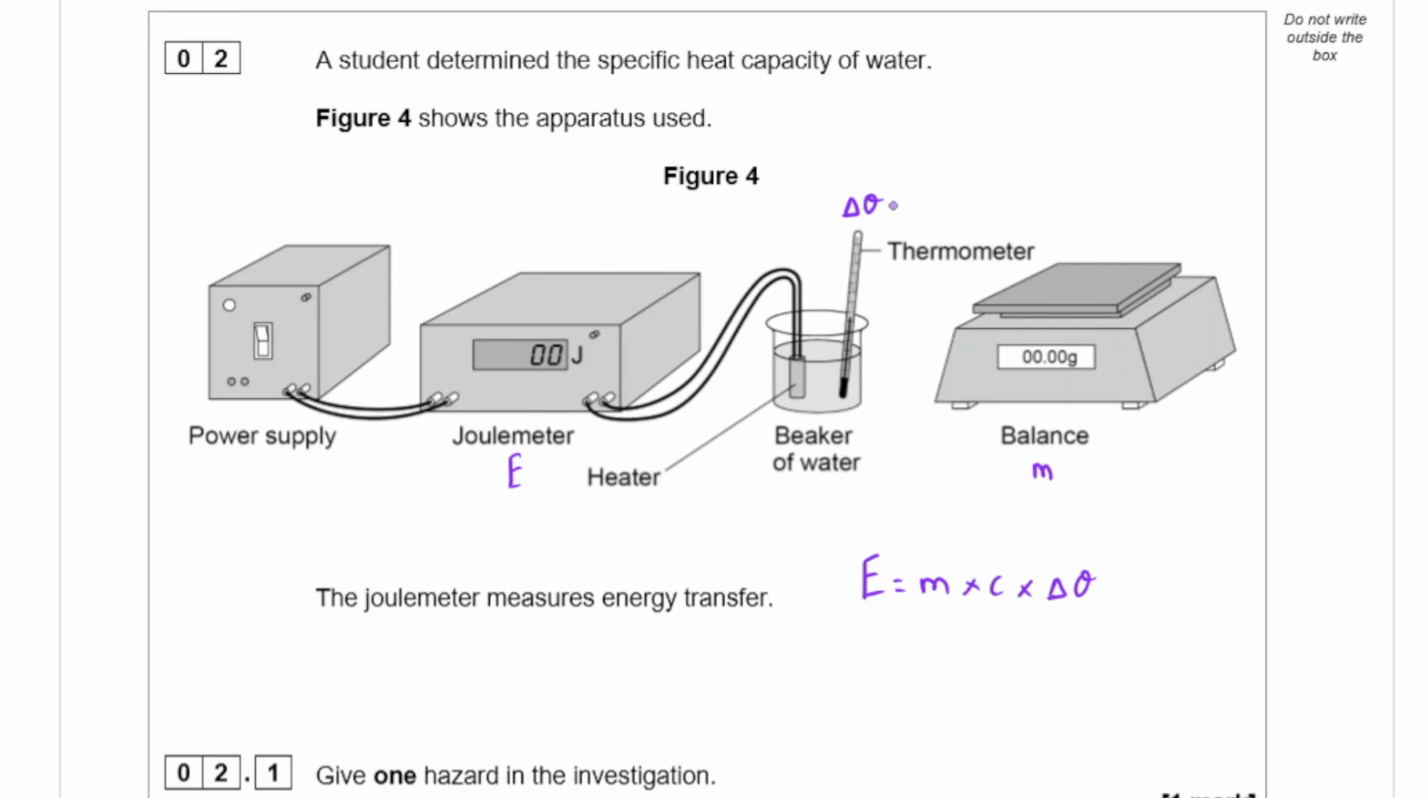So how do you measure the temperature change? That would be the end temperature minus the starting temperature. You could weigh the mass of the water using the balance. First you'll have to measure the empty beaker, then add the water and measure them together and find the difference. So here's a model answer for this question.